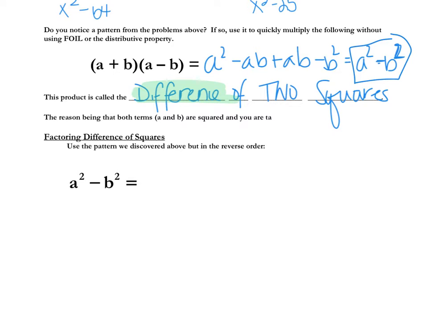Okay, so now if we look at this above, what is the reverse order? Well, it's going to be what we started with, a plus b times a minus b. And that's pretty much what we're going to practice today. So let's go to the next page.